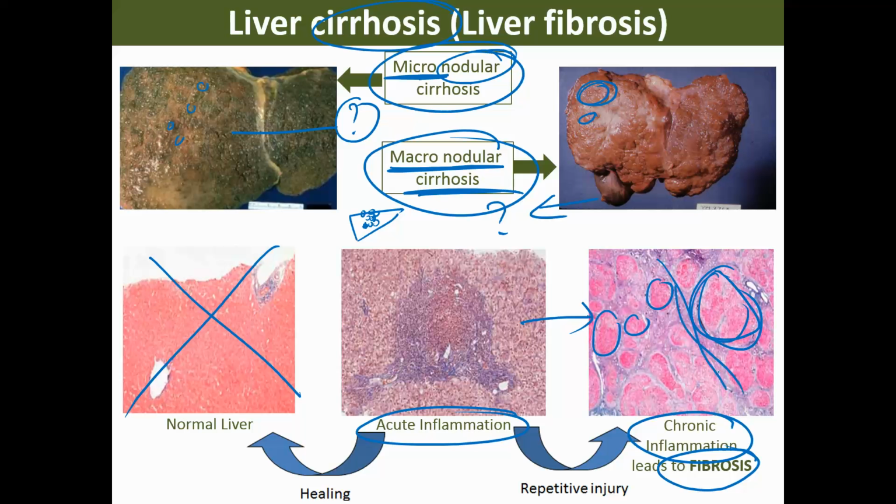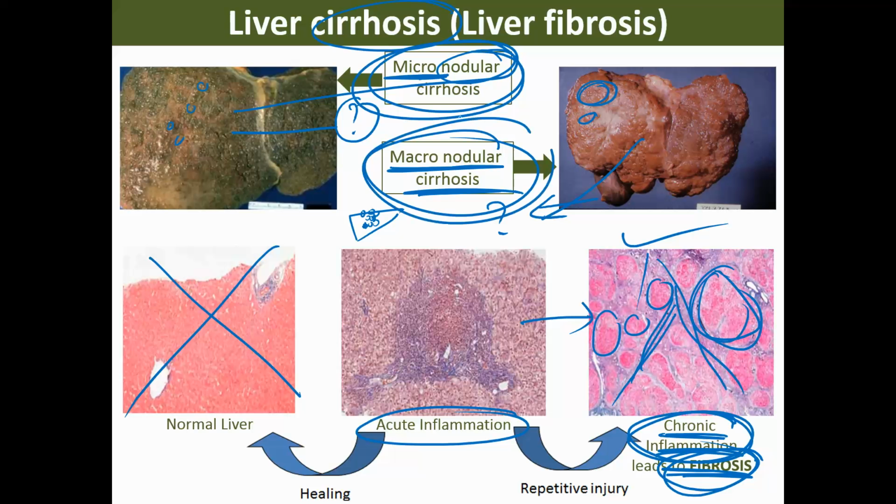You see the nodules and you are seeing the fibrosis. Understand? So this is chronic inflammation leading to fibrosis. Okay, so if I keep this slide, you should write it as chronic inflammation leading to fibrosis. Okay, and if I keep this slide, you should write it as micronodular cirrhosis. If I keep this slide, you should write it as macronodular cirrhosis. This ends the practical of inflammation and tissue repair.